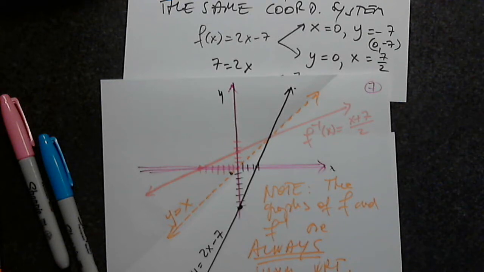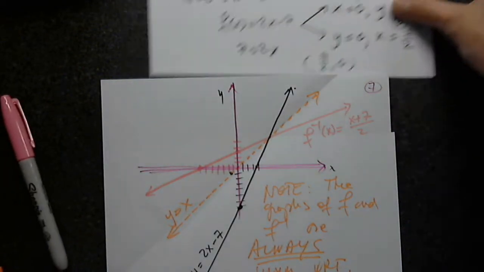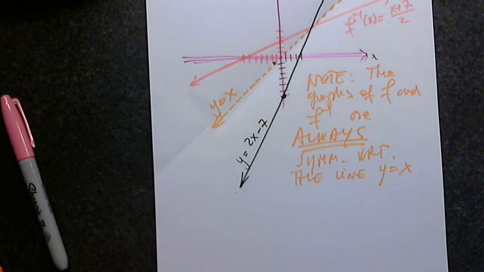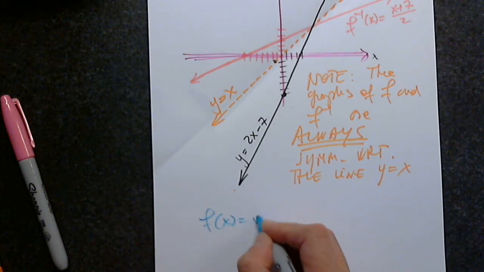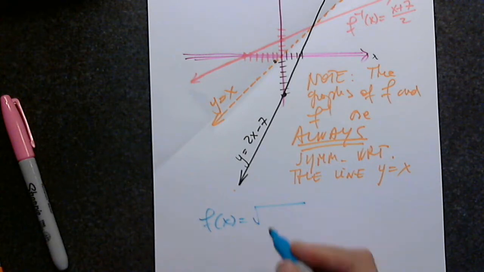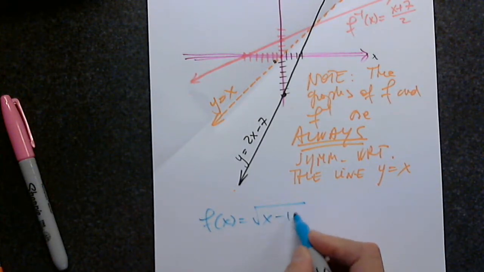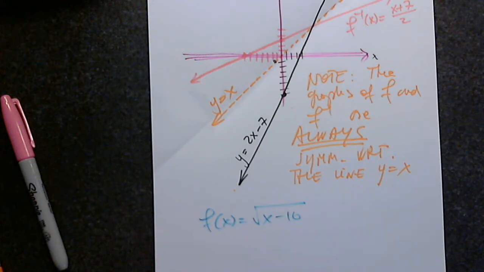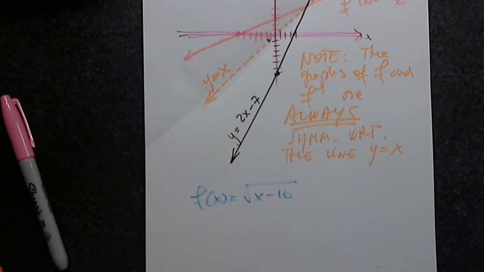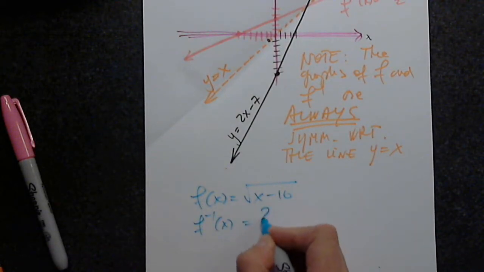Okay, I'd like us to look at one more example of finding the inverse function, and its domain and range. So can anyone give us a radical function, a square root function? What is it? X minus 16. Excellent. So this is indeed a square root function, and we're asked to find the inverse function. That's our question here.